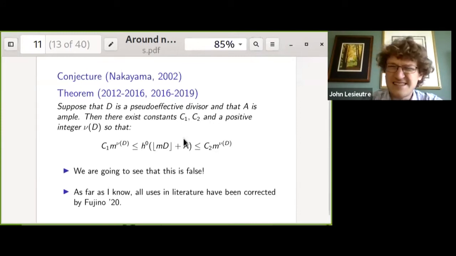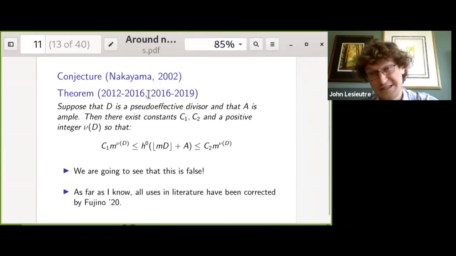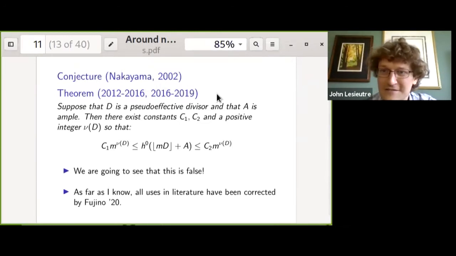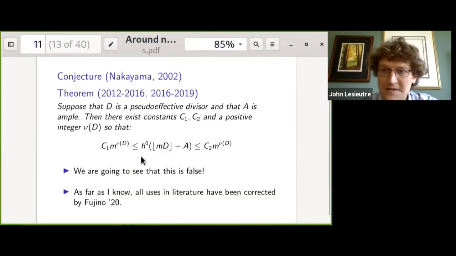Like I said, the story is a bit of a mess. This was proved as a theorem in 2012. In 2016, a mistake was found in the proof. The same paper gave a new proof that this was right. Unfortunately, it's also wrong. So I'm going to start off today by giving you a counterexample to this statement. I'll show you a divisor. I'm going to give a completely explicit example of a variety and a divisor where H0 of MD plus A does not grow polynomially in M.